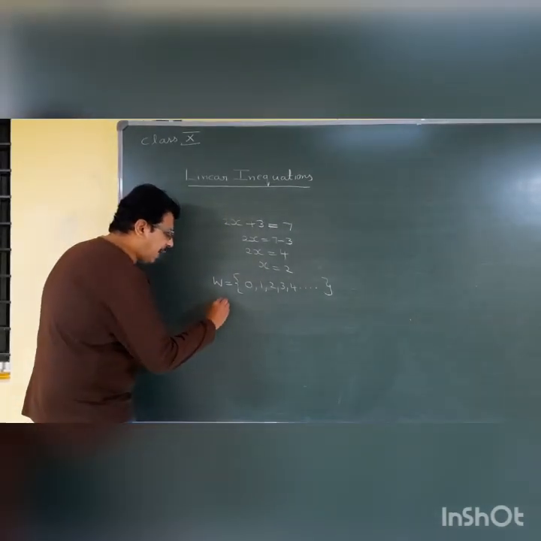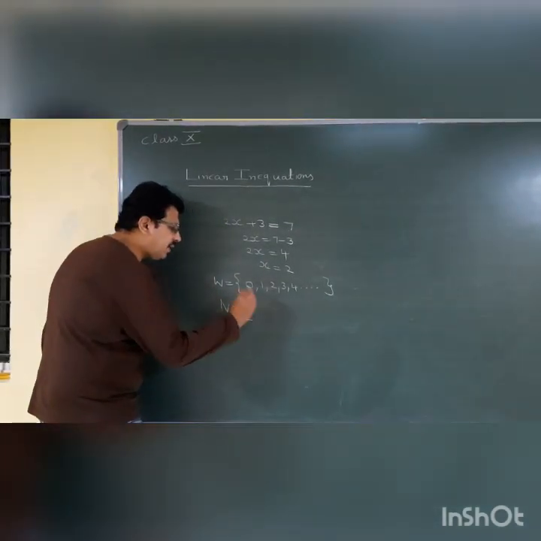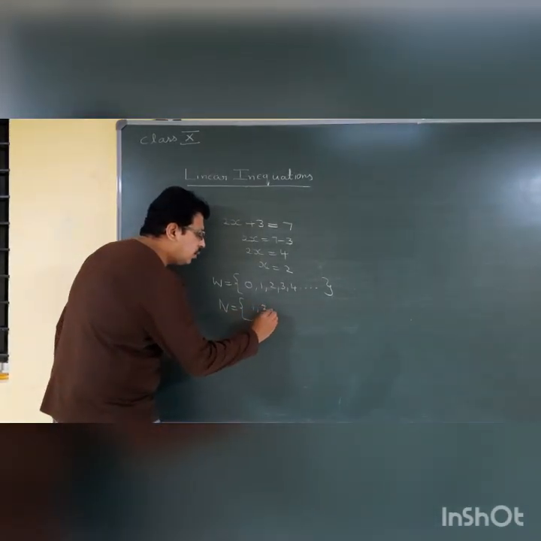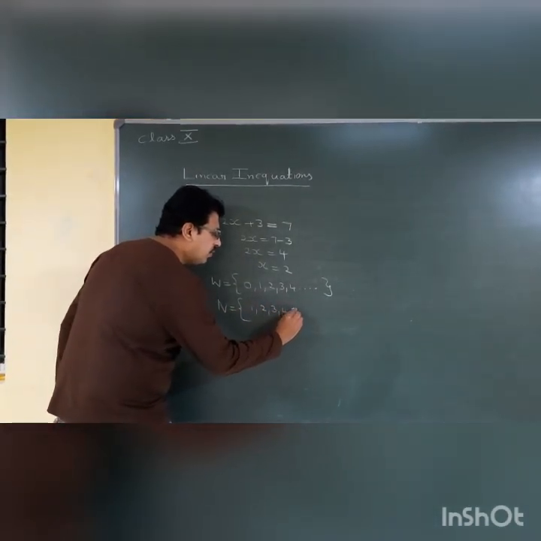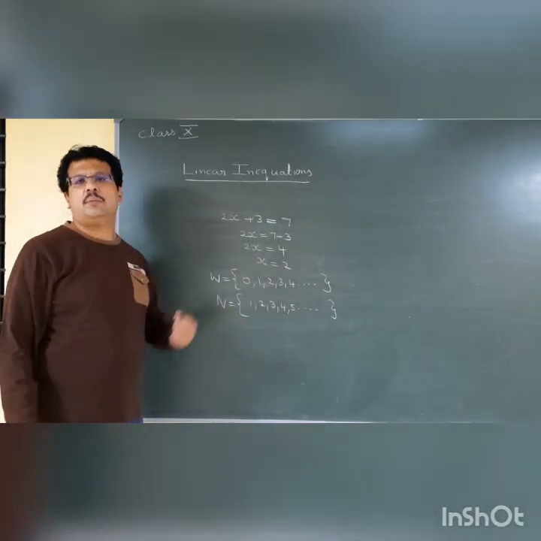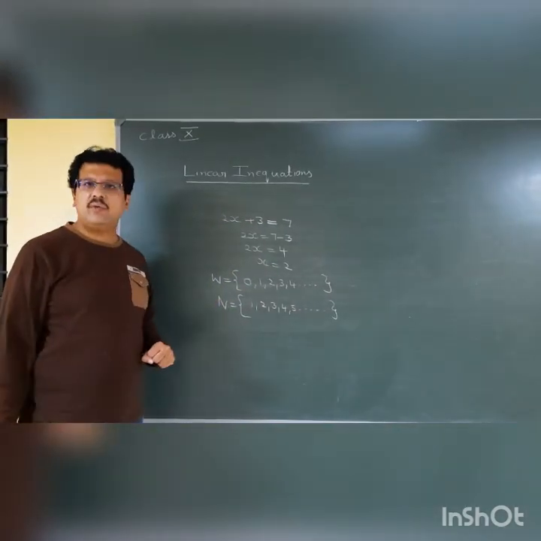And the next is capital N. Capital N stands for the set of natural numbers. It is 1, 2, 3, 4, 5 and so on. This is also called the set of natural numbers. This also you people know very well.